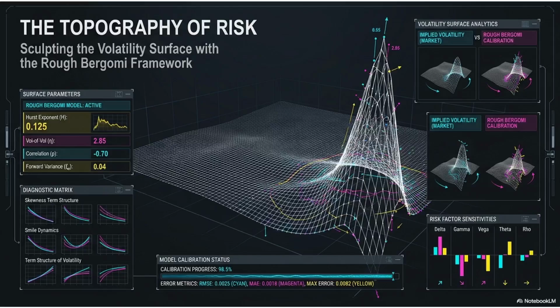Welcome to this video. Today I will try and share with you what I learned regarding the rough Bergomi parameters. So we will be looking at the surface parameters and diagnostic matrices used to shape and understand market volatility.